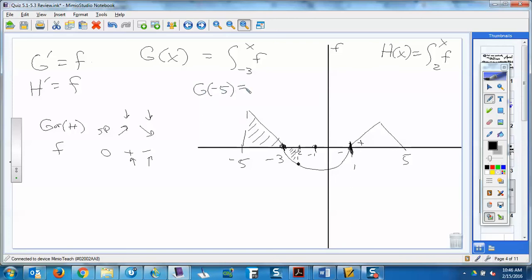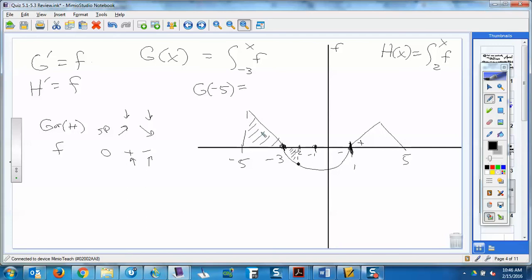Right? What is G of -5? Well, let's think about it. Because that's what Caleb said the minimum was, at -5. So that means put a -5 into here. Well, what's the area from -3 to -5? Wouldn't it be this triangle?